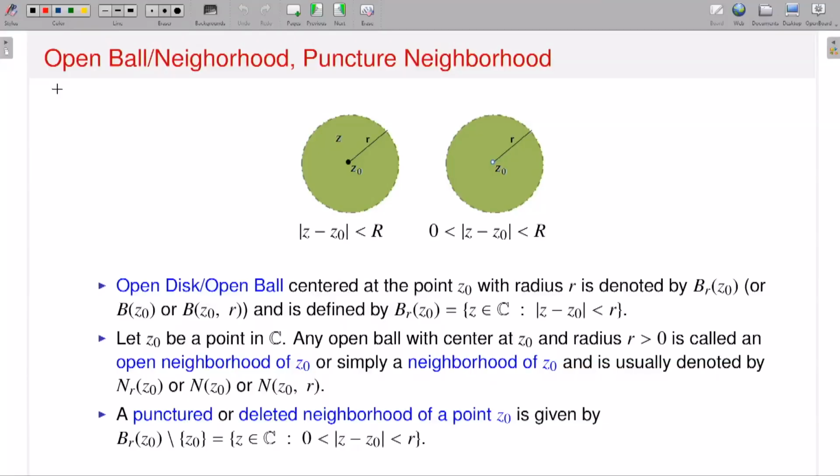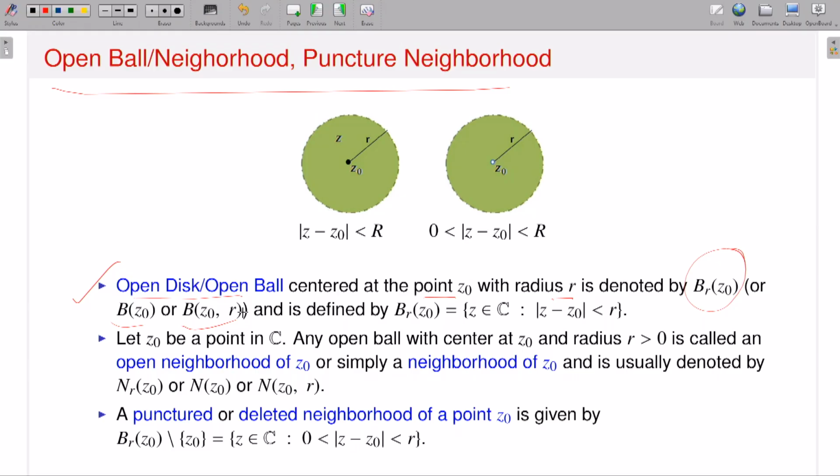So first I am going to discuss what I mean by open ball, neighborhood or punctured neighborhood. The first one is open ball or open disk. It says that the open ball or open disk centered at the point z0 with radius r is denoted by B suffix r at the point z0. That means it is a ball centered at the point z0 with radius r, or sometimes it is denoted as B of z0 or B of z0 comma r.